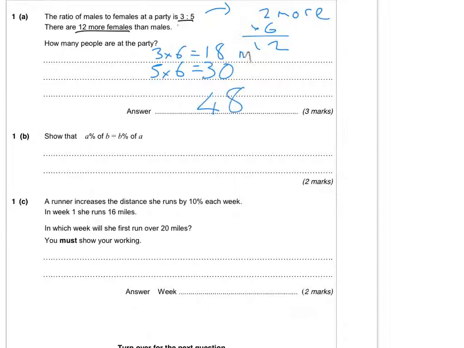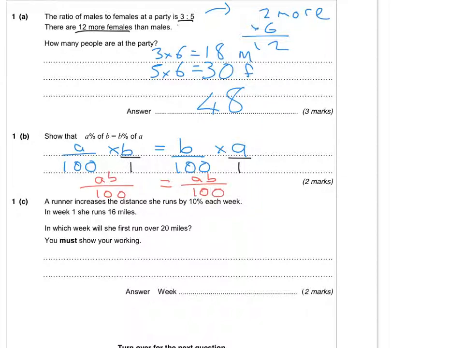18 male, 12 female. Show that A percentage of B equals B percent of A. So that is A over 100 times B is equal to B over 100 times A. Multiplying fractions, the left hand side is AB over 100, which is the same as the right hand side.